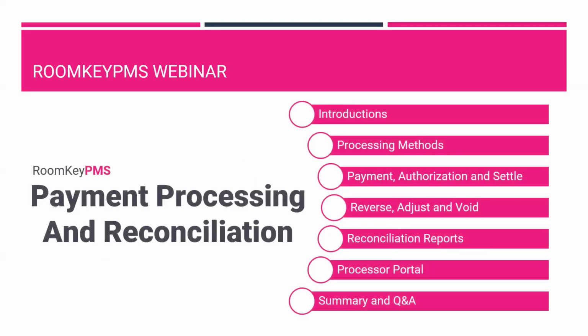So a bit of an outline for today's webinar presentation. We'll start with some introductions. Then we'll take a look at the processing methods that are available for different clients, depending on the different interfaces and the different processing tools that you use. Depending on those different methods, we'll look at payment, authorization, and settlements. Then we'll look at reversing, adjusting, and voiding processes as well. And then we'll also take a look at the different reconciliation processes and reporting tools that are available to you in Roomkey. We'll also take a moment to talk a little bit about processor portals. Those are separate from Roomkey. Then we'll wrap up today's presentation with a summary and Q&A.